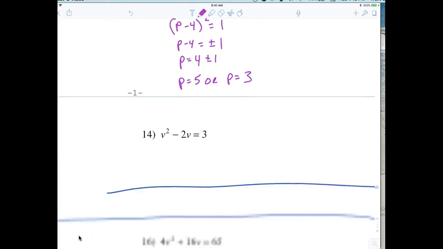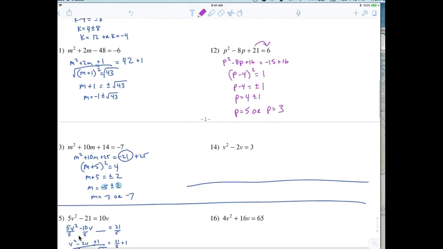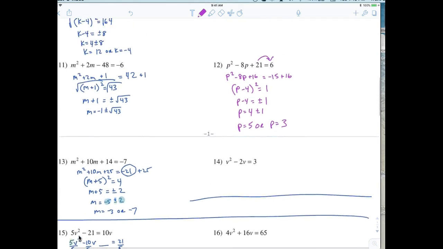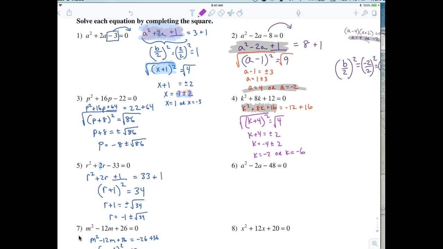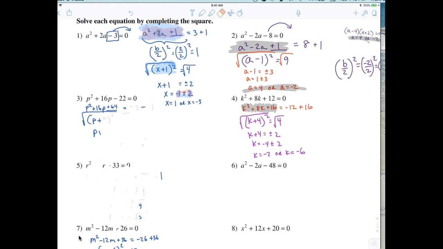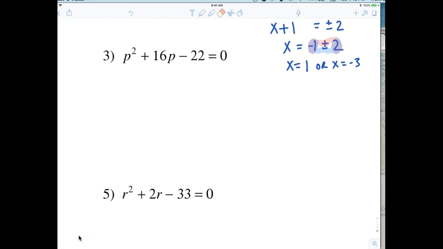All right. I want everybody to go to question number 3 real quick. All right. Here's where it comes into play. The reason why it comes into play here is because, can you factor? Are there any factors of 22 that add to 16? No. Is everybody with me? All right. So now we've got to complete the square. You'll see what I mean.